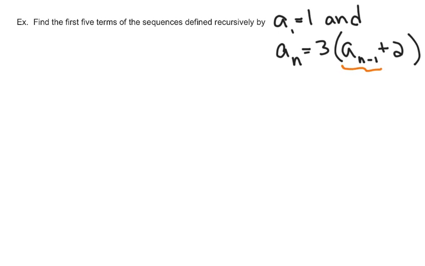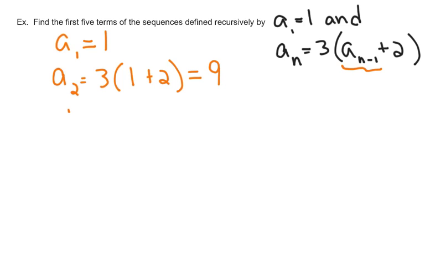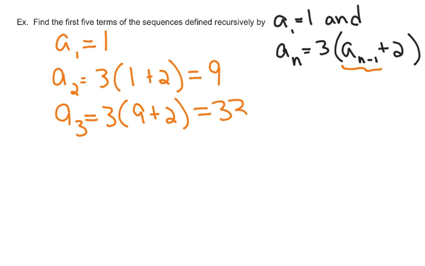When you see this little expression a sub n minus 1, that's going to tell you to plug in the previous term. In order to do a recursive sequence, you need to know the starting value, or the previous term. So to find the first 5 terms, the first term we already know is 1. The second term is going to be 3 times the previous answer plus 2, which is going to be 9. The third term is going to be 3 times the previous answer plus 2, which is going to be 33.